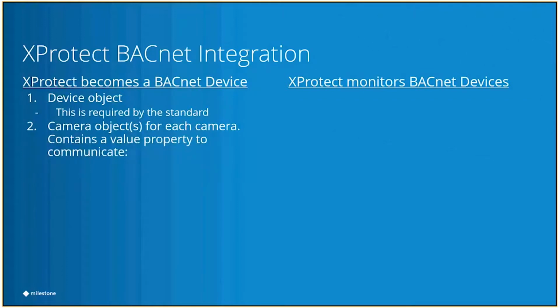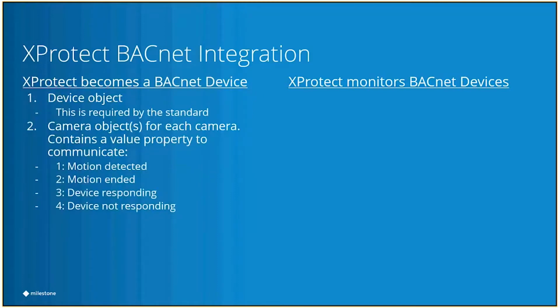The second component allows us to get insight into camera data. So the second type of objects are going to be cameras. Every camera on the system is going to be defined as an object. And basically, there are four different values that can come out of a predefined property in there. If it's in state 1, that means motion is detected. If it's in state 2, that means motion has ended. State 3 allows for a device responding, and state 4 allows for a device not responding. So basically, we can do two things with this. We can have a motion detection property, or we can have a device state property.